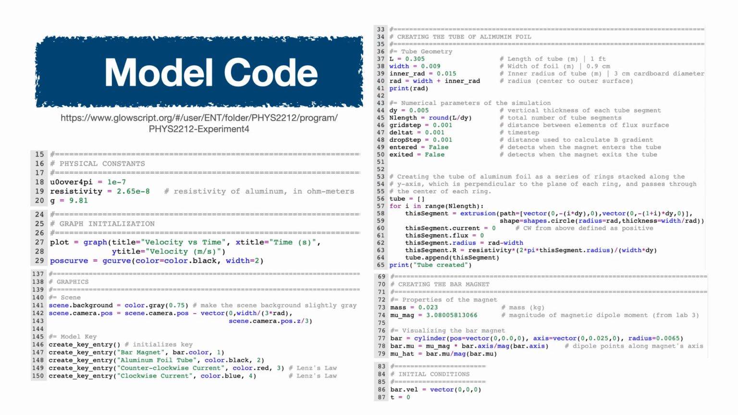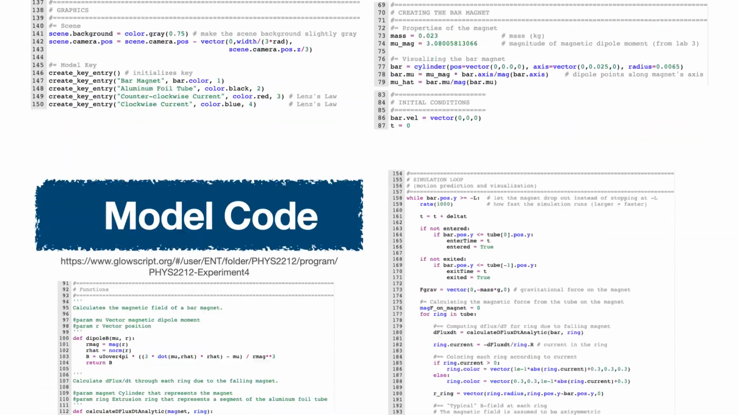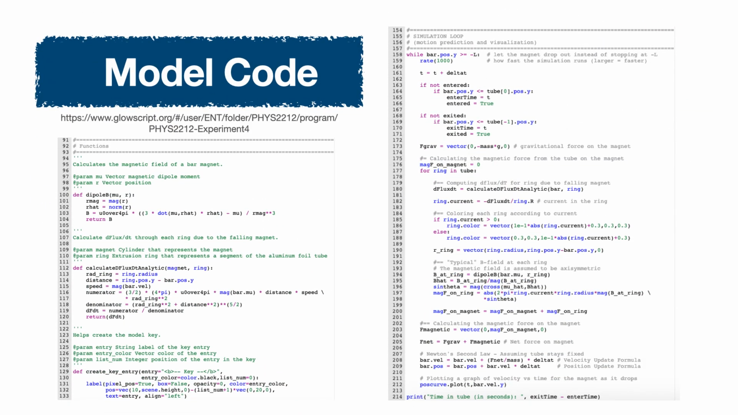Displayed here on the left is the code that details the physical constants used in the model, initializes the velocity time graph, modifies the model scene display, and creates the model key. On the right is the code that creates the aluminum foil and bar magnet with the variables for the properties of each noted under the main header. Shown here on the left are the functions used in the model, and on the right are the calculations for the forces of gravity and the magnetic force acting on the bar magnet over time.